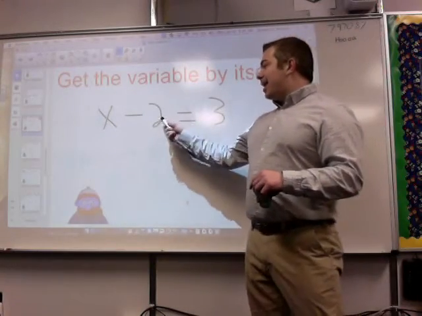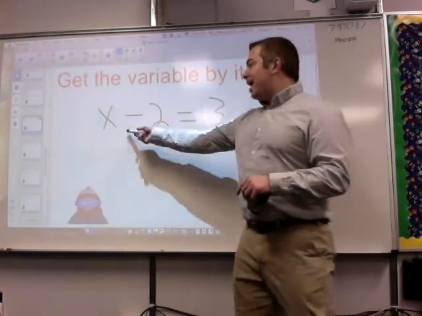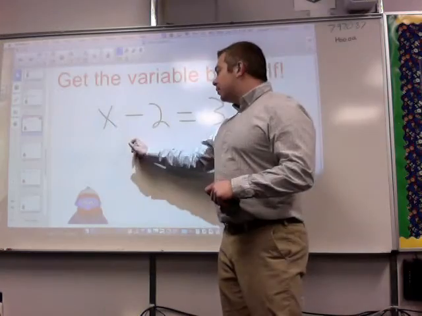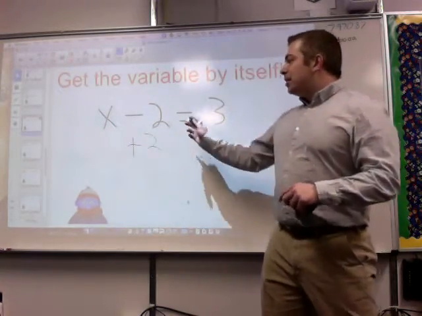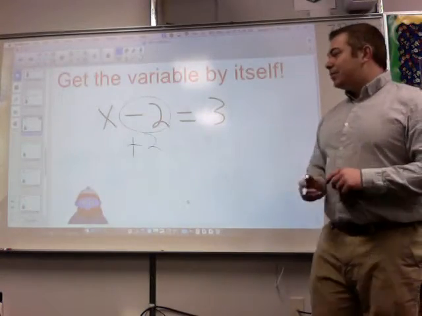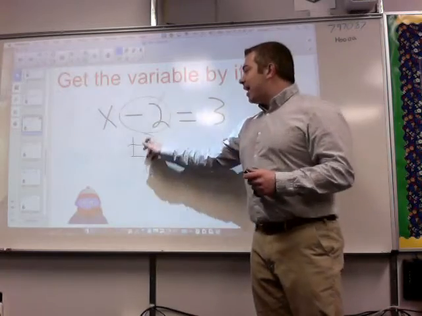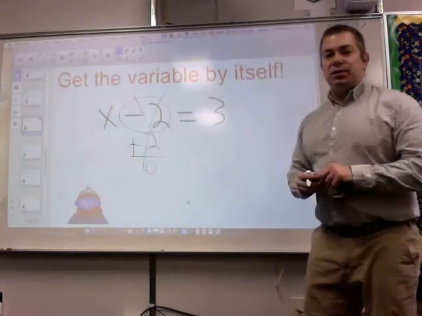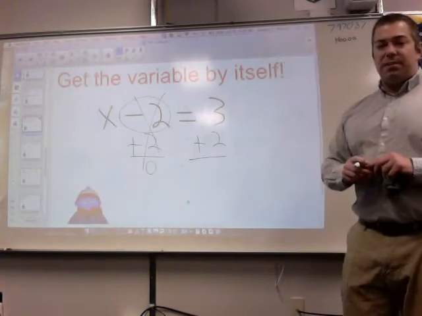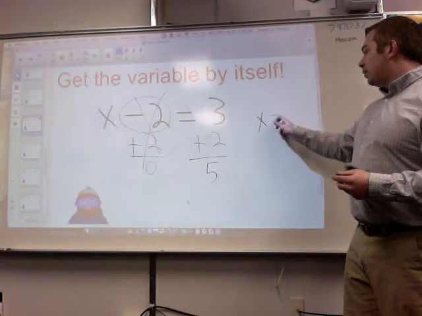So how do we cancel out essentially negative 2? This is x minus 2. So on this side, I'm going to add 2 now, because minus 2 is essentially a negative 2. So negative 2 plus 2 will equal 0, which means it basically just cancels out. So since I added 2 to the left side of my equation, I'm going to add 2 to the right side, and 3 plus 2 equals 5. So x must equal 5.